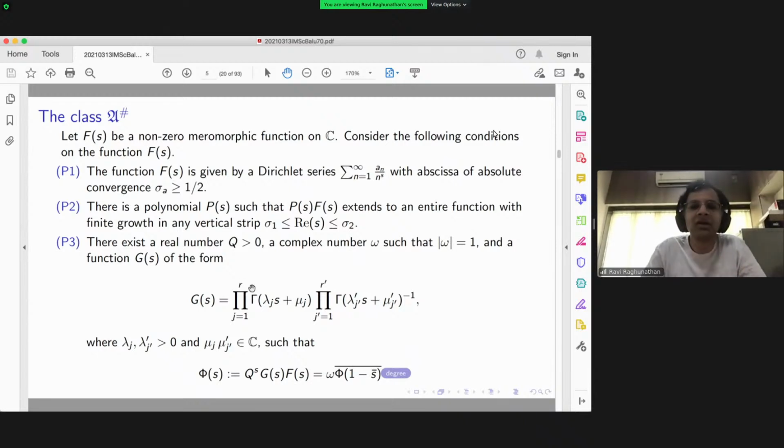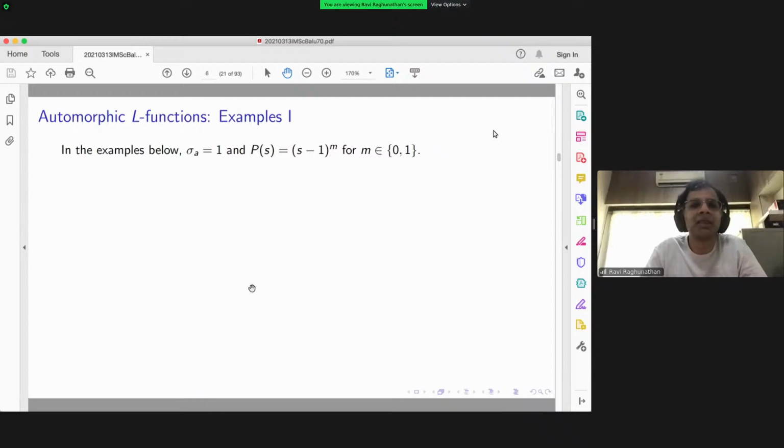Let's remind people of what this is in a number of concrete examples. So that's next. Okay. So in all of the examples below, sigma a is going to be, sorry, my apologies, that's not 1. It should be less than or equal to 1. Sigma a is less than or equal to 1, and p of s equals s minus 1 to the m, and m will be either 0 or 1. So p of s is actually going to be either 1 or just s minus 1. Okay. So this is the polynomial. So in other words, the Dirichlet series is going to have at most a simple pole at s equals 1. And it will have abscissa of absolute convergence less than or equal to 1.